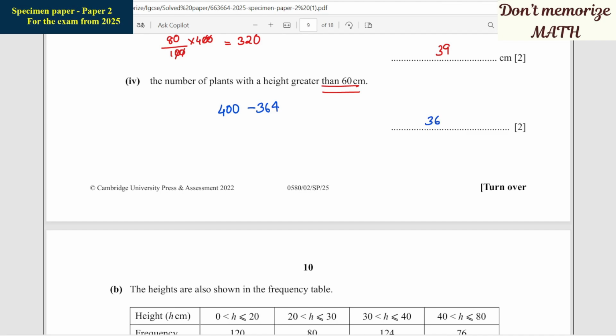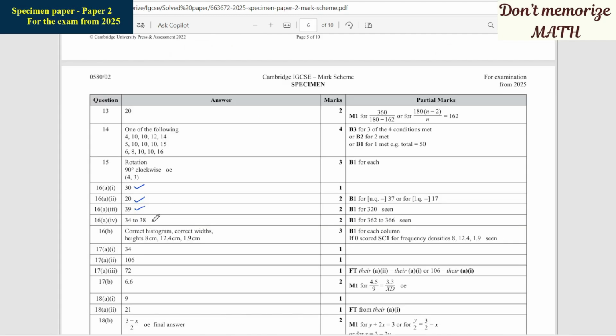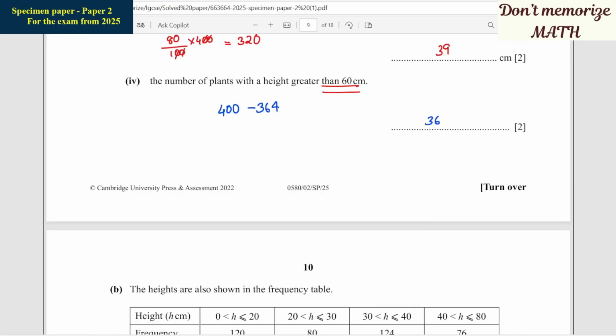So just see the marking scheme. In the marking scheme we have from 34 to 38. So we got 36, so the answer is correct. So 1 mark, either if you have 362 to 366, you will get 1 mark. Okay, the next mark is for the final answer. So I hope this question is clear.